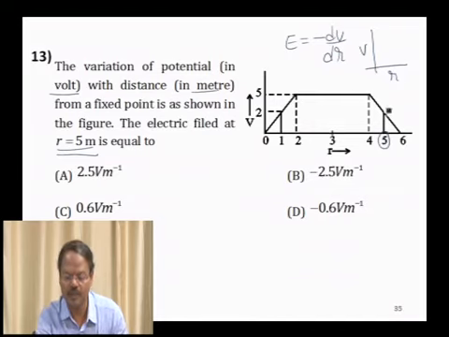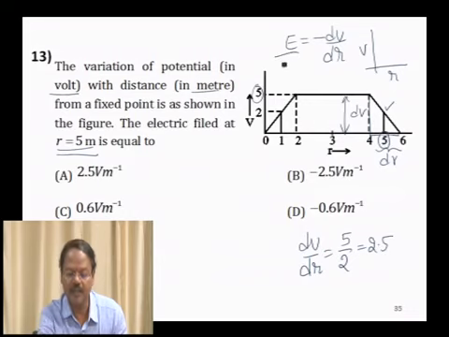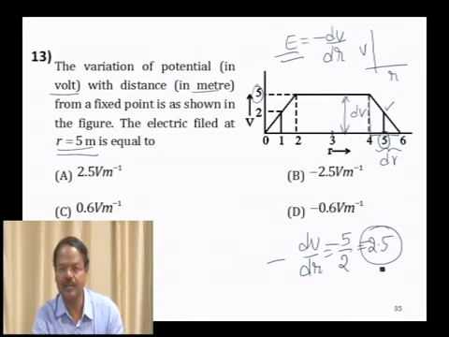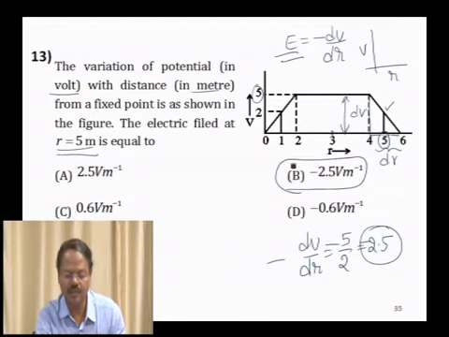So you have to find the slope at this point. For that you can consider this itself as the right angle triangle. This is dV and this is dr. dV is this height which is 5, and dr is 4 to 6 which is 2. So dV by dr is therefore 5 by 2 in the unit volt per meter, which is equal to 2.5, and electric field is minus of that. So therefore your answer should be minus 2.5, which is this option with the units volt per meter.